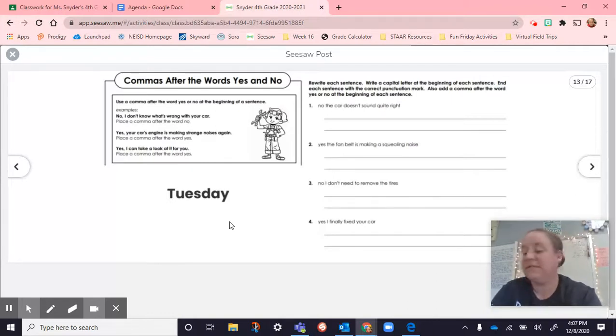So after those yeses and those nos, you put that comma there to pause before you move on to the rest of that statement. So over here, you're just rewriting each sentence. You need to make sure you check for the capital letters at the beginning. Each one needs a correct punctuation mark at the end. And then you need to add those commas after the word yes or no at the beginning of each sentence. So we filled out those 4.